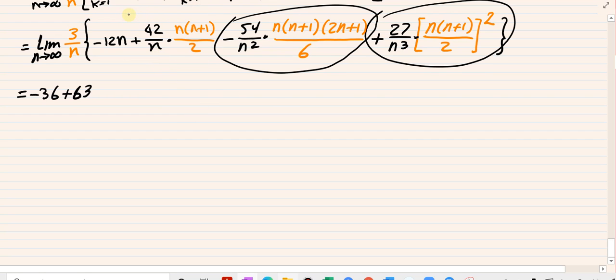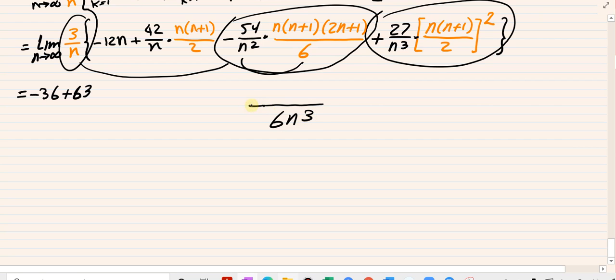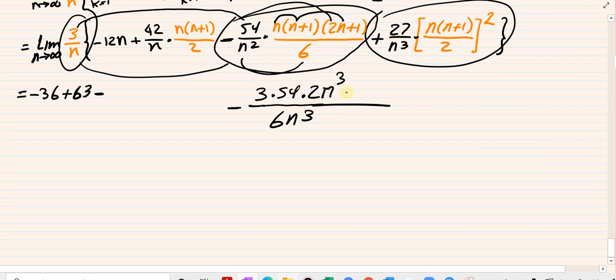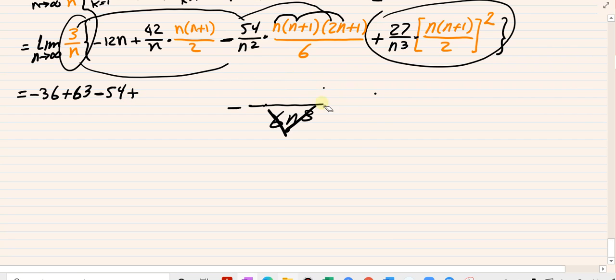Now, let's take a look at the next piece. 3 over n multiplies by that. So in the denominator, we have 6n squared times n, which is n cubed. In the numerator, and of course remember this is negative, so keep track of that. That's a negative, so it's going to be a negative here. In the numerator, we have 3 times 54 times 2, and then the leading term will be n cubed. And again, plus probably a bunch of terms which we don't care about, right? Now for this, the n cubeds divide out, right? 2 times 3 is 6, and 6 divided by 6 crosses out, so we just have 54, and we are done with the limit of that third expression.